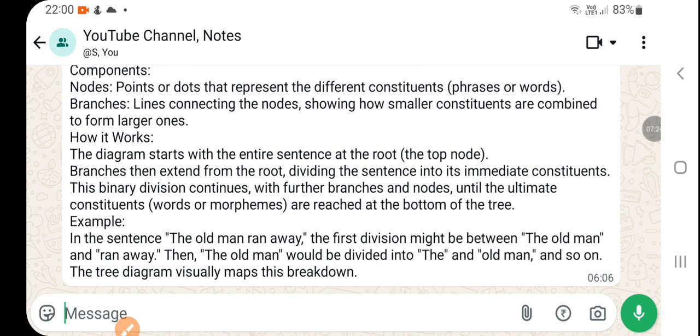It is not being shown here, but I will make another video tomorrow in which you will be able to understand it in a better way. Okay. So that is a little knowledge about IC analysis.